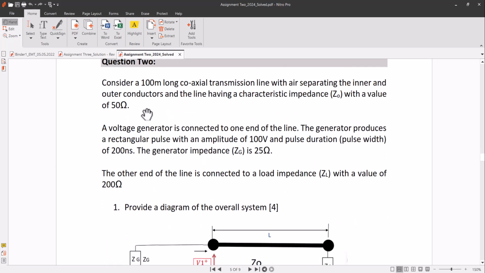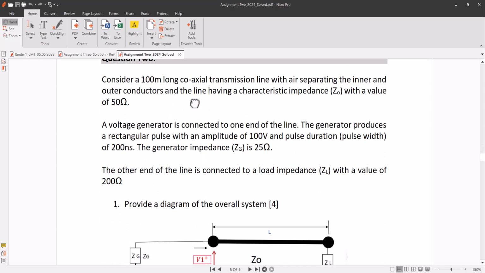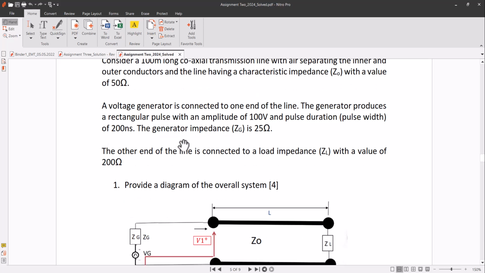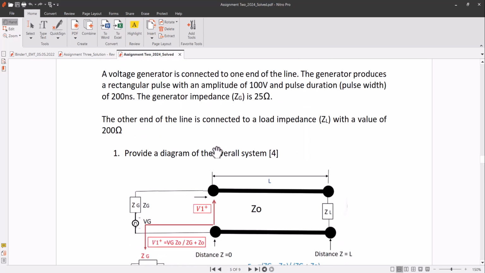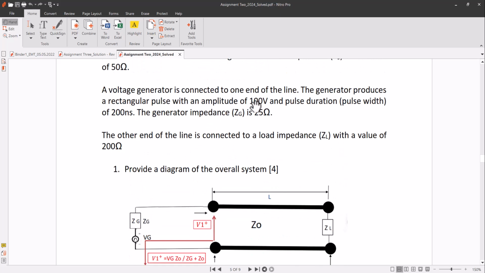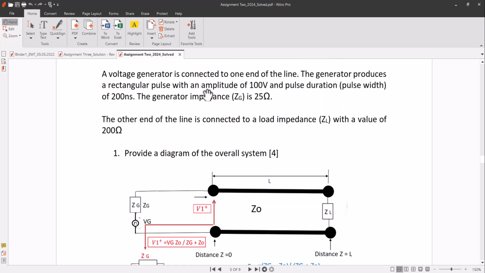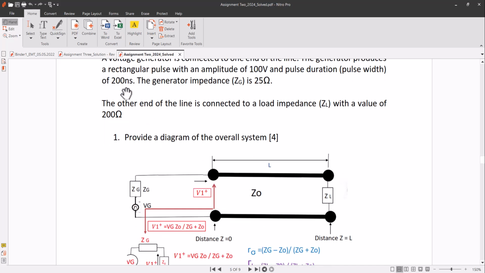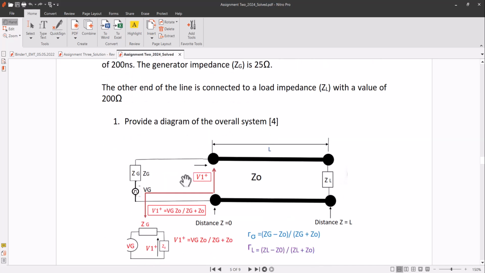Now we will come to question 2, which is again a 100 meter long transmission line with air separating the inner and outer conductors and Z naught. The values are given here, and this is the same diagram. Here we can see that the generator produces a rectangular pulse with an amplitude of 100 volt, and pulse duration is 200 nanosecond. So this is a rectangular pulse, and its time period is 200 nanosecond, right?